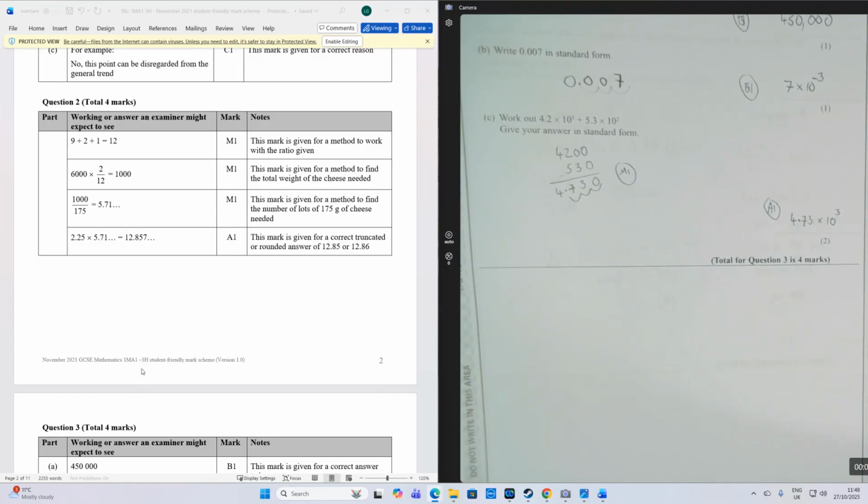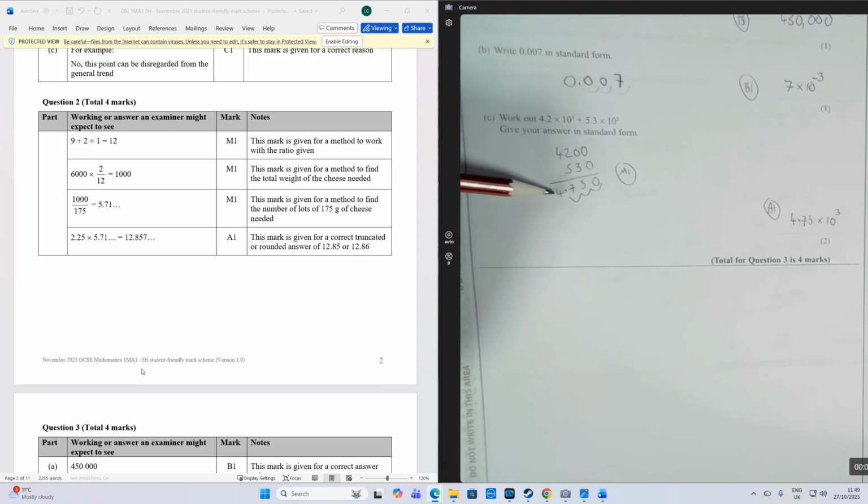Work out 4.2 times 10 to the 3, add 5.3 times 10 squared. Now, in order to work this out, I think the best thing to do is to write them both as regular numbers and then go from there. So that's going to give me 4,200, add 530. And then you add those together, and that gives you 4,730. Okay. But we've got to now change that back into standard form.